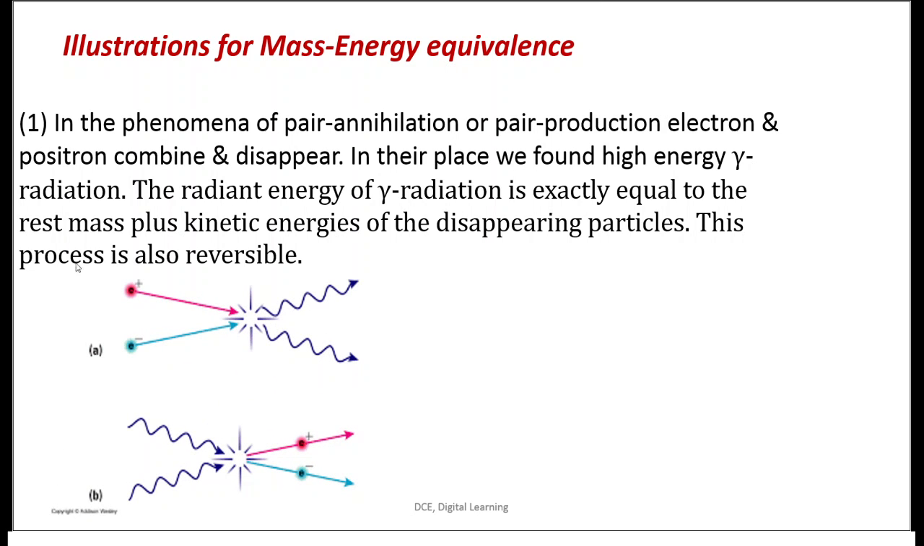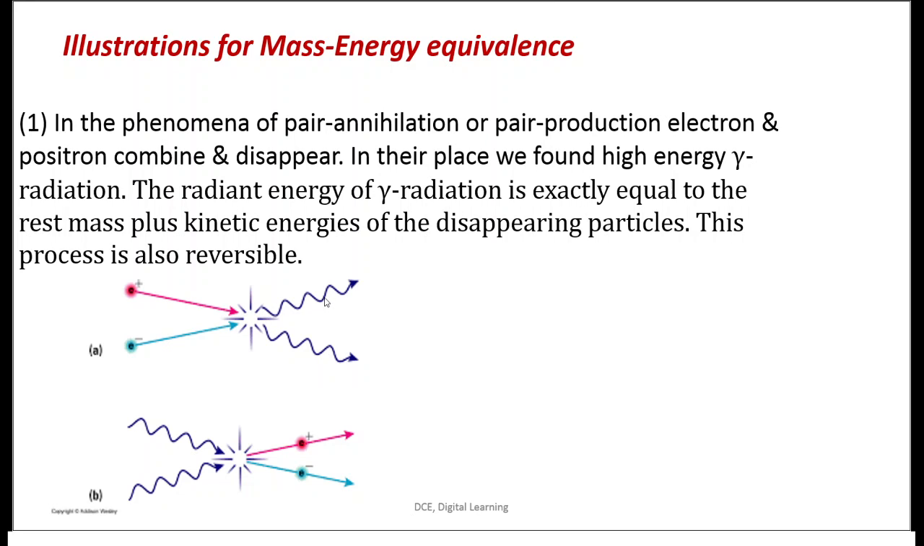Look at this picture. Here we have two particles. One is a positron, indicated by the positive sign plus, and the other one is an electron, which is indicated by minus. Here the two particles are going to annihilate. Annihilate means that they are going to be destroyed, where the positron is the antiparticle of the electron. When electron and positron combine together, that process is called annihilation or pair annihilation. When they annihilate, we get the energy in the form of gamma radiation.